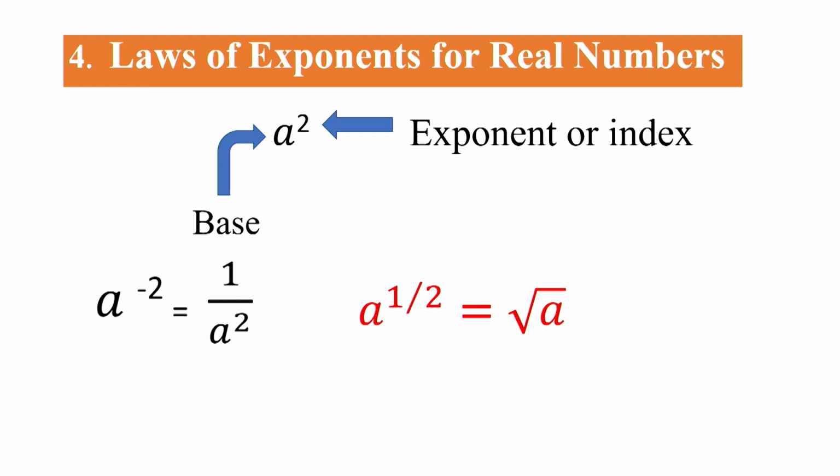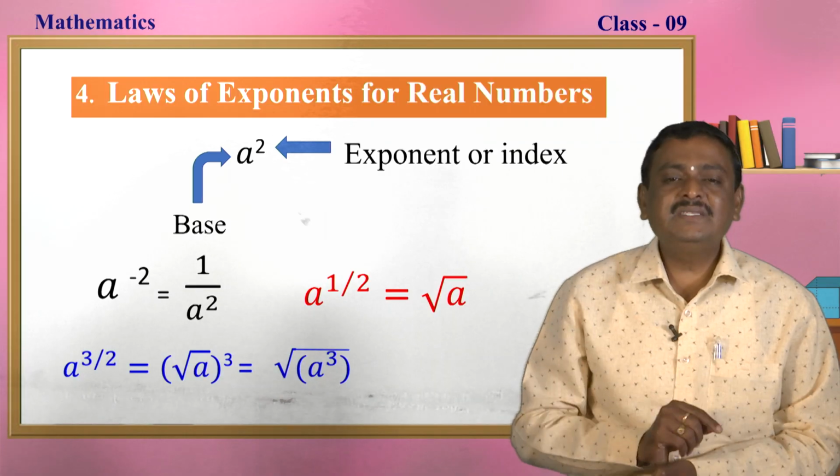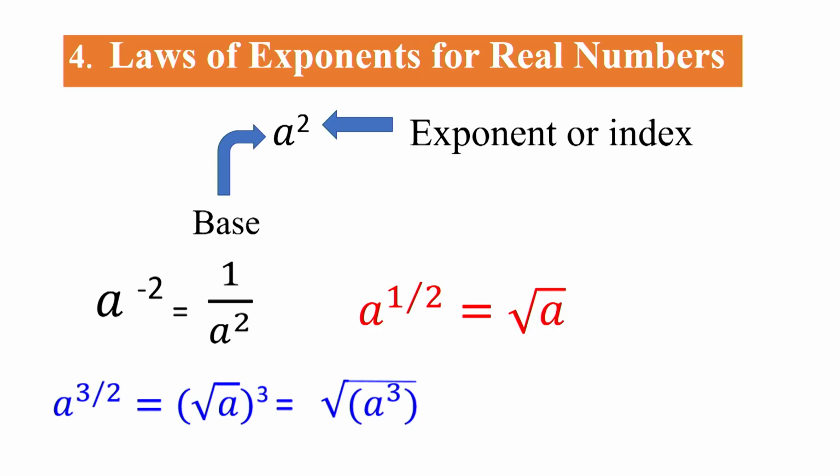A to the power of 1 by 2, we can write it as square root of A, and A to the power of 3 by 2, we can write in two ways, that is square root of A whole cube or square root of A cube. Like that you have to write in two ways, my dear students.